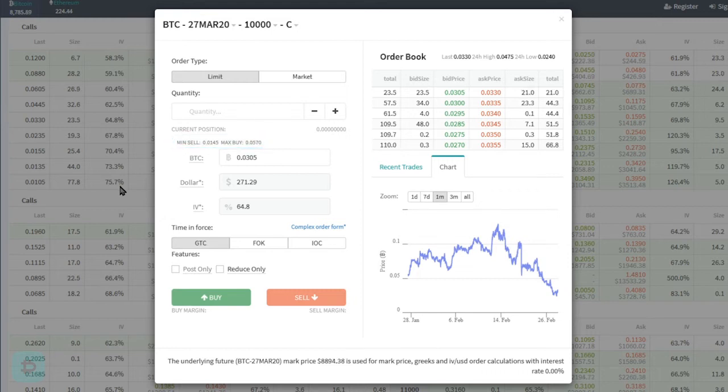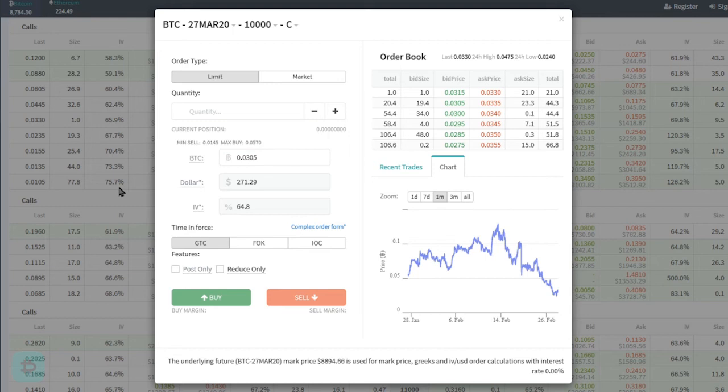In this example, we have BTC 27MAR20 10,000C, that is the Bitcoin $10,000 call option that expires on the 27th of March 2020. And the trading bandwidth limits are set to 0.0145 and 0.057 BTC. This means that no sell orders will execute at a price less than 0.0145 BTC, and no buy orders will execute at a price more than 0.057 BTC.